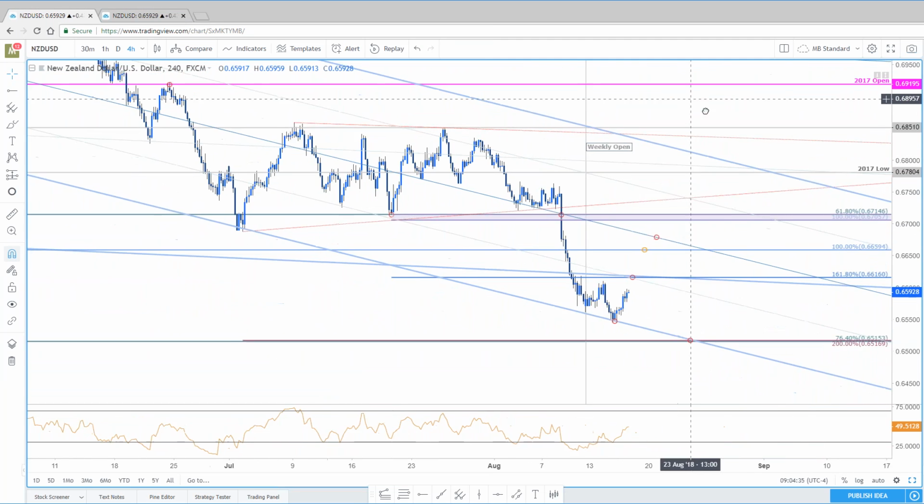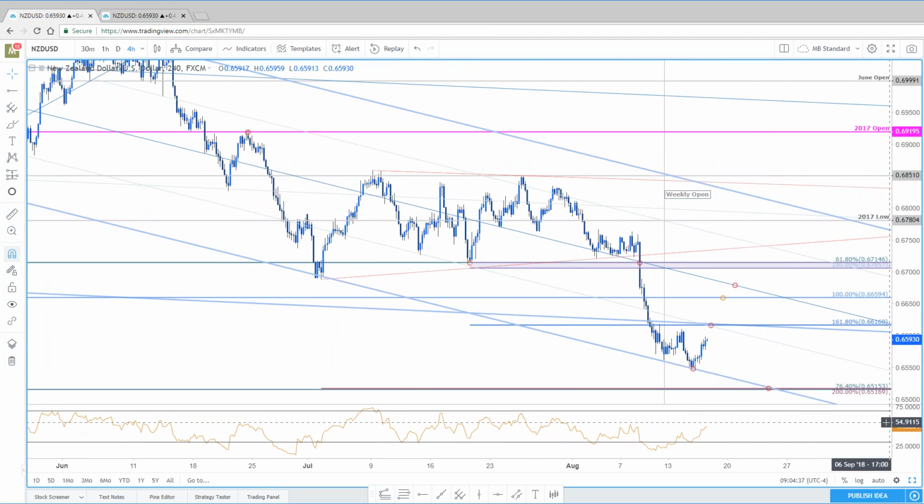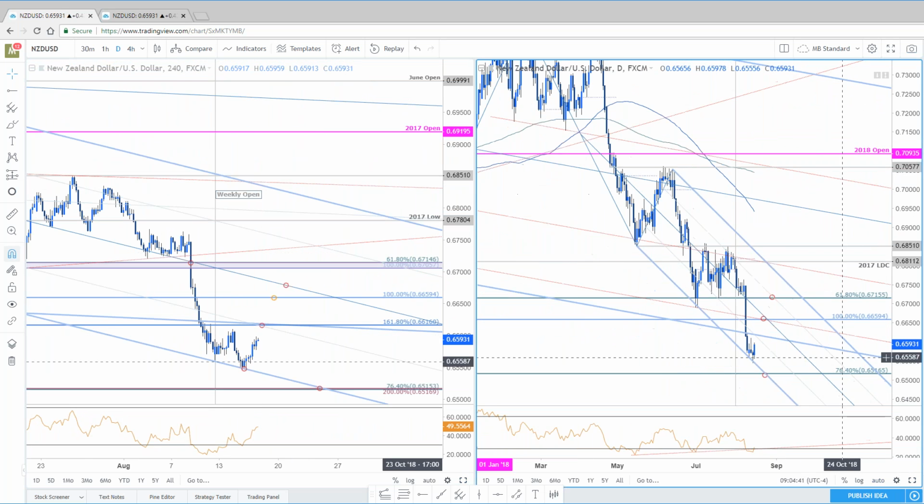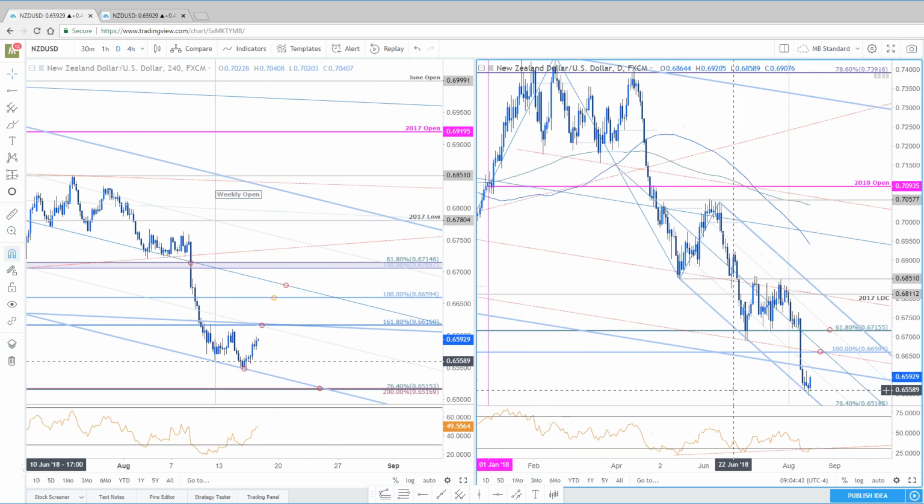Questions on New Zealand dollar? Okay, that is number 7.